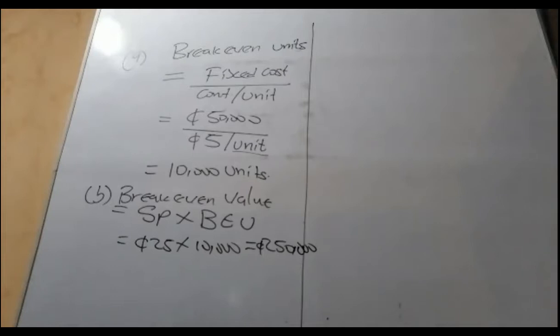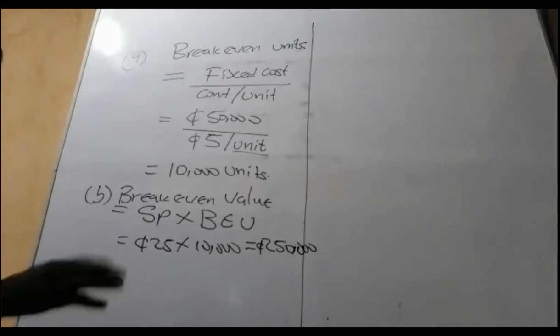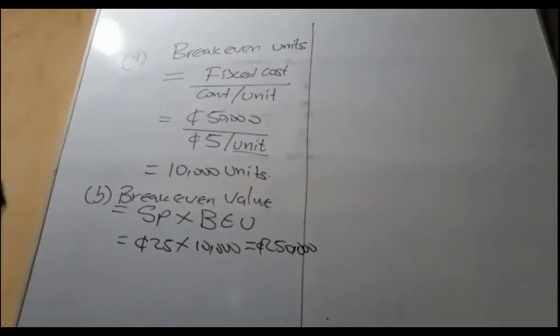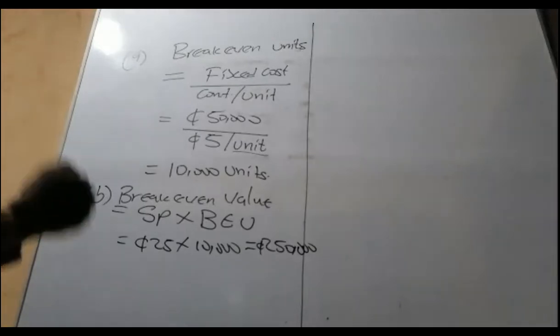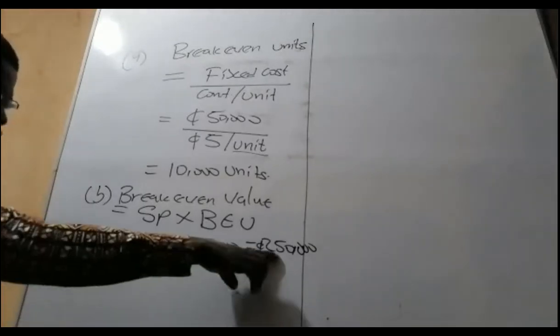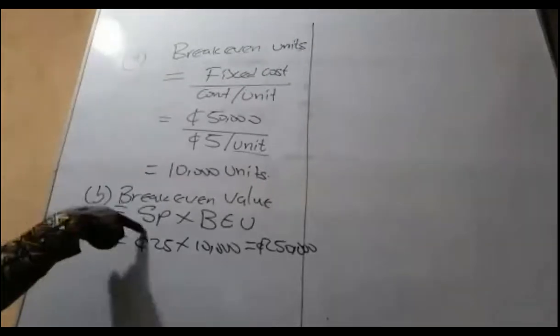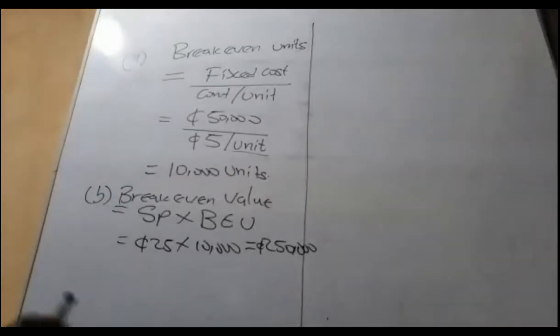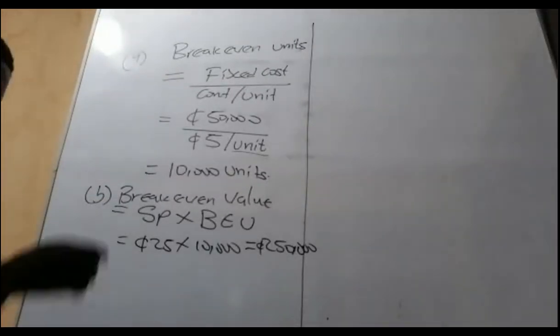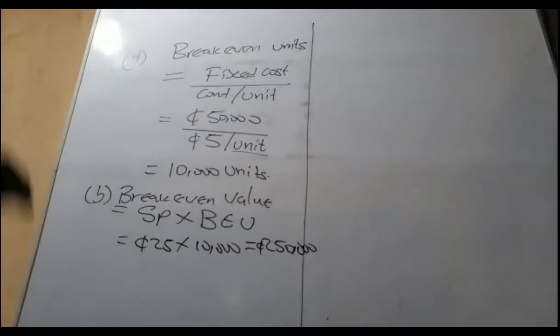250,000 cedis. Now, by the time we finish this question, I will produce an alternative way to arrive at this 250,000. You should know this alternative, because sometimes the selling price will not be given to you in the question. So where the selling price is not given, there must be an alternative way we get it.